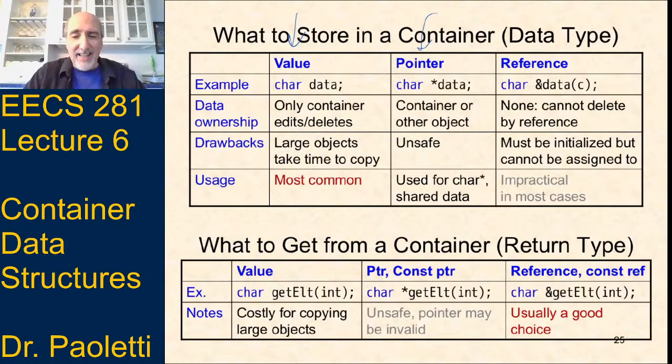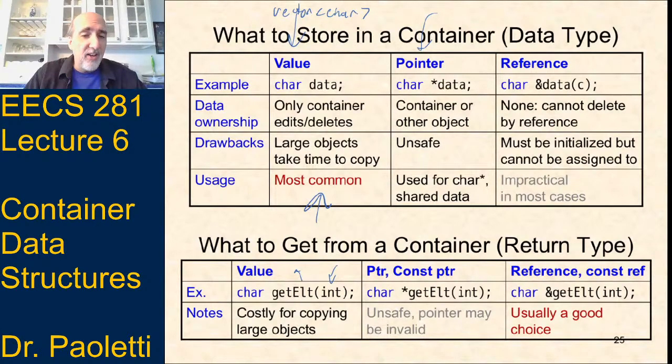Now, what do I want to get out of it? When I say, hey, I want to give you access to what's in my container, well, let's assume that we went this route, the most common route. So internally I've got a vector of char, but I'm only going to let you access it in certain ways, like you give me an index and I give you back the character that goes with that index. That would work.